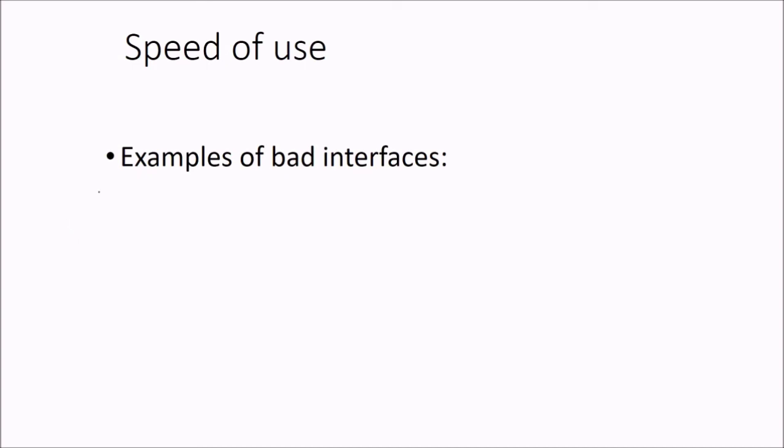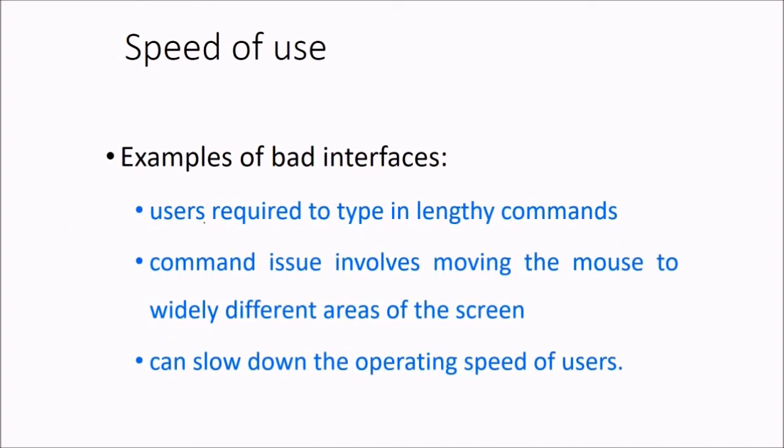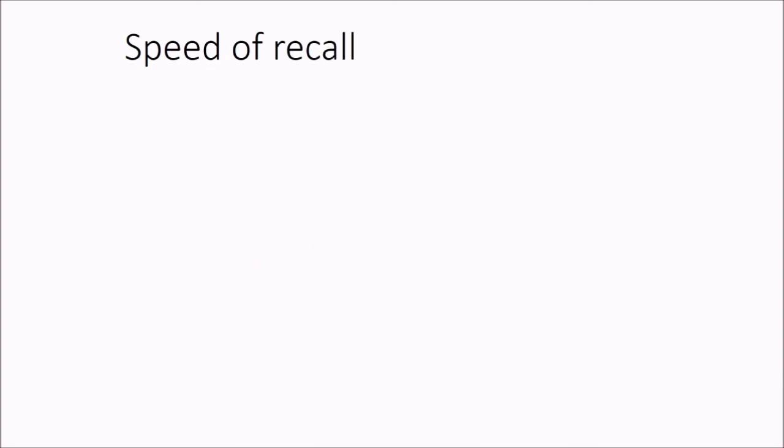Let me tell you about some bad interfaces. Examples of bad interfaces: if users are forced to type lengthy commands, or the commands issued involve moving the mouse to widely different areas of the screen. Means one command is here, and the other which is related to this command is not here but somewhere else. This can hamper the operating speed of the end users.